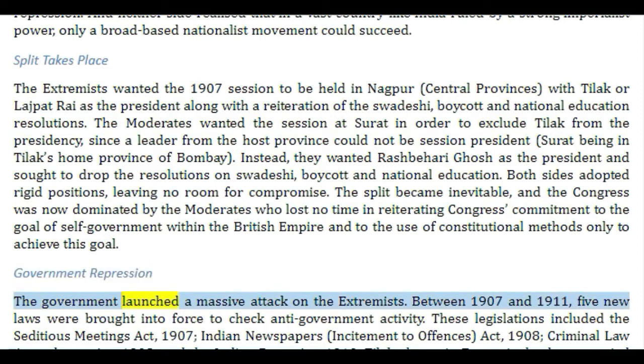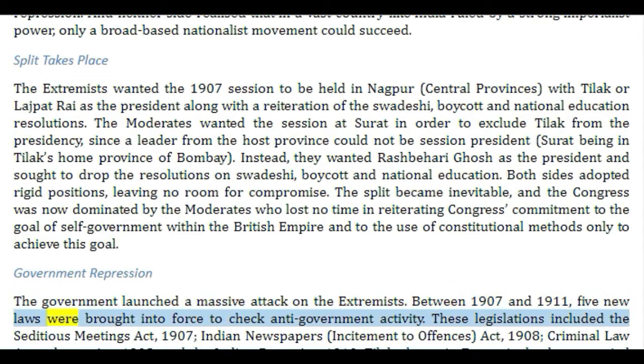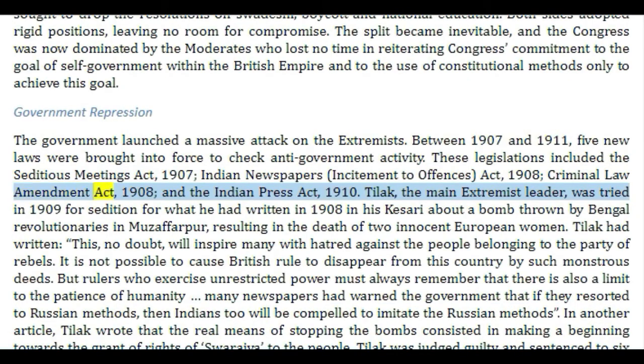The government launched a massive attack on the extremists. Between 1907 and 1911, 5 new laws were brought into force to check anti-government activity. These legislations included the Seditious Meetings Act, 1907, Indian Newspapers (Incitement to Offences) Act, 1908, Criminal Law Amendment Act, 1908, and the Indian Press Act, 1910.